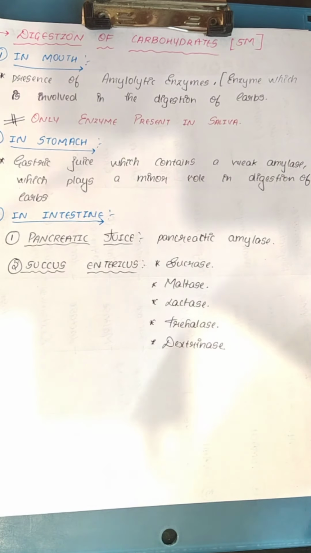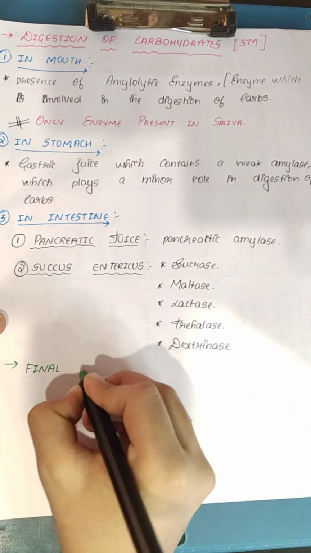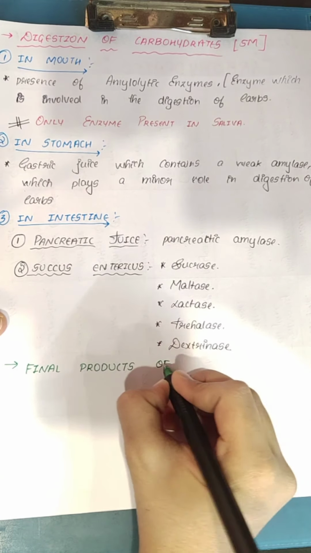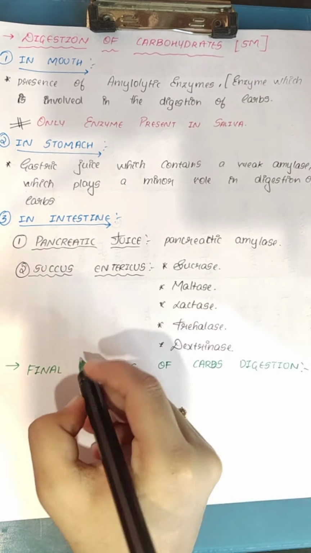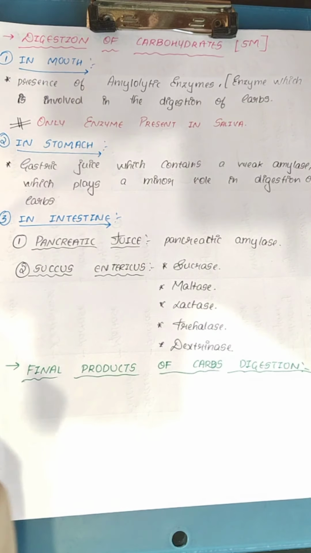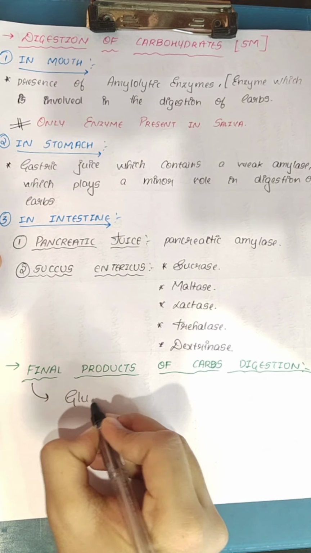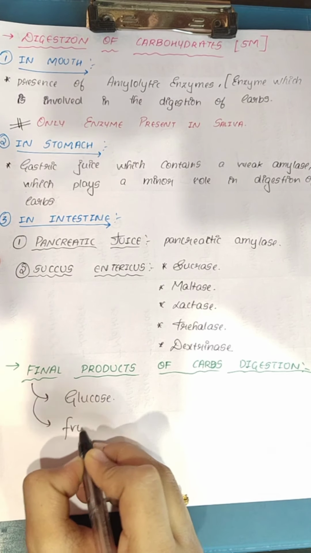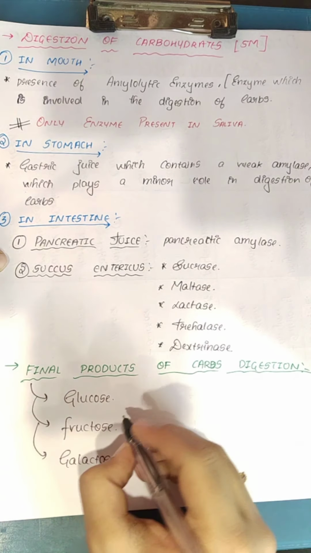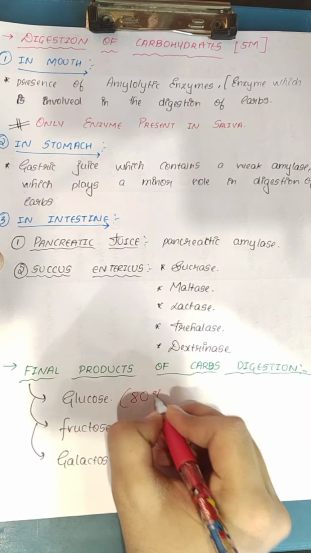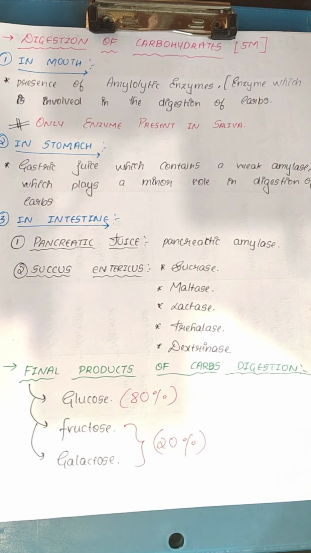Moving on to the final products of the carbohydrate digestion. So the main products of the carbohydrates include three things, that is glucose, fructose, as well as galactose. The glucose is around 80%, whereas the fructose and galactose constitute 20%. So this is about the digestion of the carbohydrates.